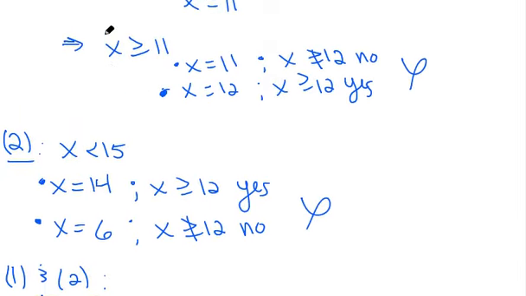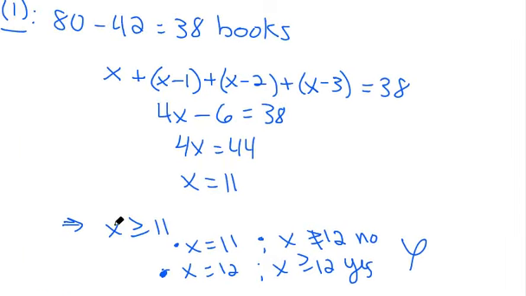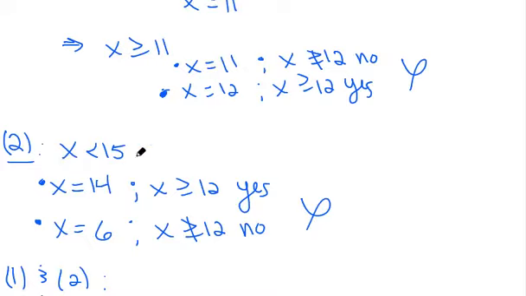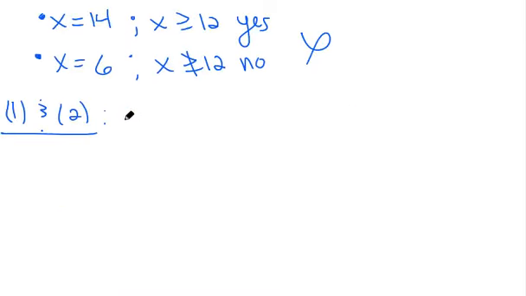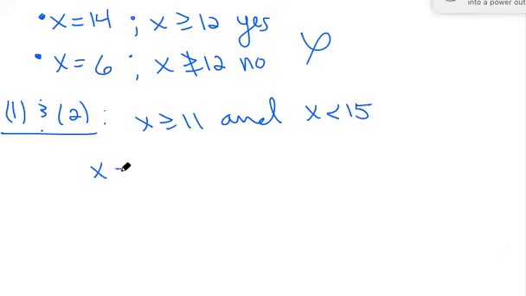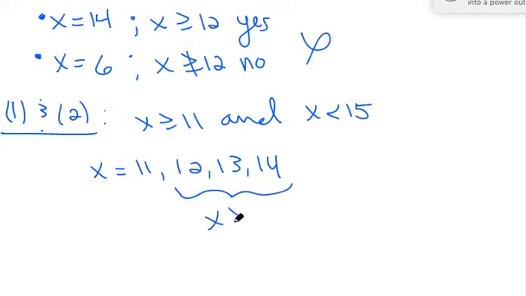Scrolling up, let's take a look at what we concluded from statement 1. We were able to conclude that X had to be greater than or equal to 11, and for statement 2, it had to be less than 15. So gathering this information together, we have X is greater than or equal to 11, and X is less than 15. So the possible values for X are 11, 12, 13, and 14. For some of these values, X would be greater than or equal to 12, so the answer to the question would be yes. But when X is 11, X is not greater than or equal to 12, so the answer to the question would be no.